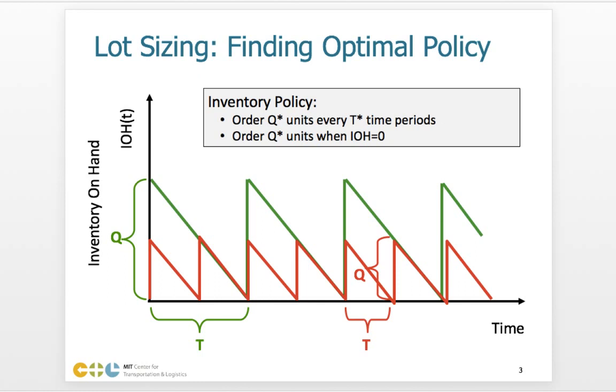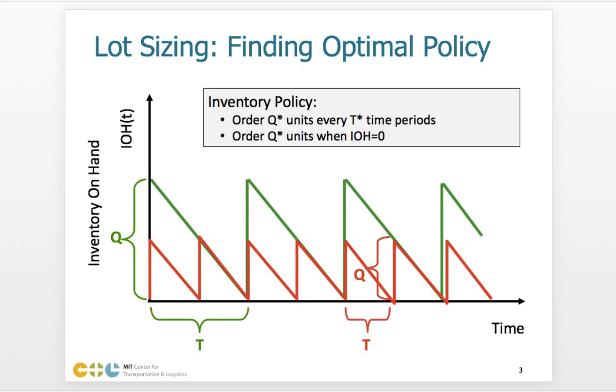So what I have on this slide is the two inventory policies. They state the same thing. One is time-based and one is inventory position-based. The first one is time-based: I'm going to order Q star, that optimal quantity, every T star periods. Now, that you could just build into your system.